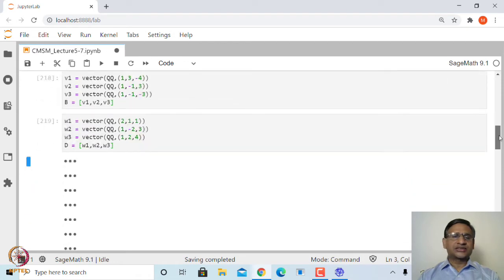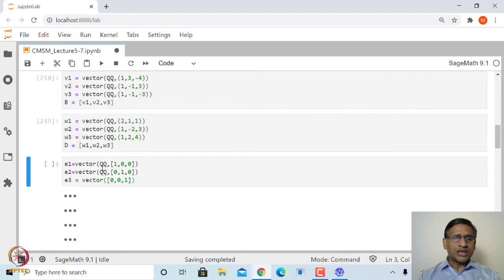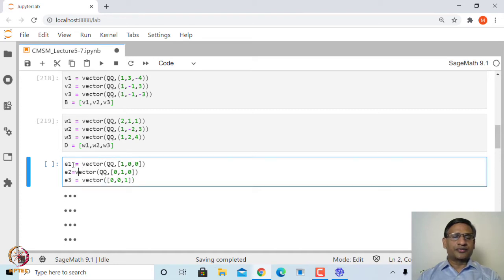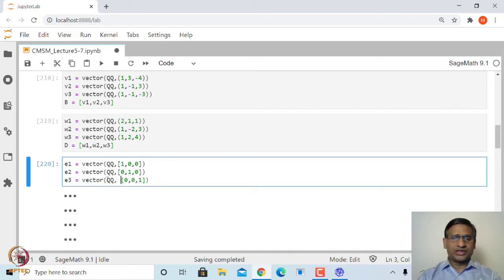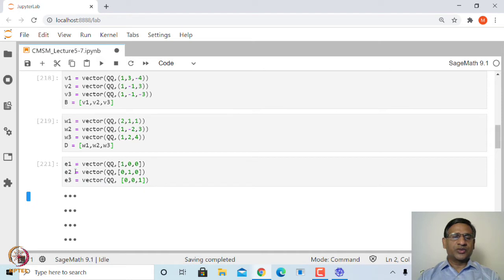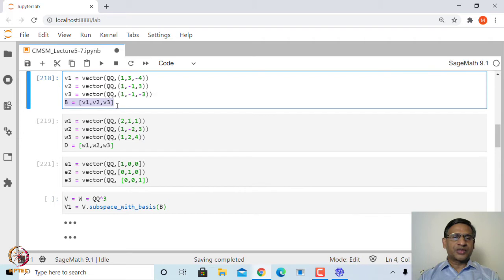Next, let us define E1, E2, E3 as the standard basis of Q3. So this is over QQ, you can write it, it's not necessary. These E1, E2, E3 are the unit vectors. Next, let us find the coordinates of E1 with respect to basis B. How do we do that?